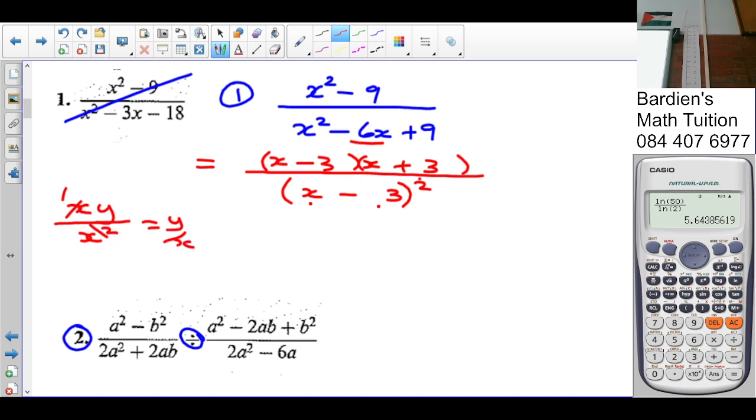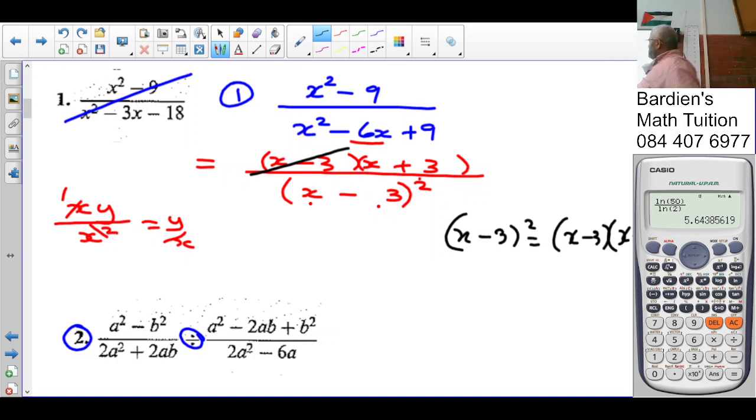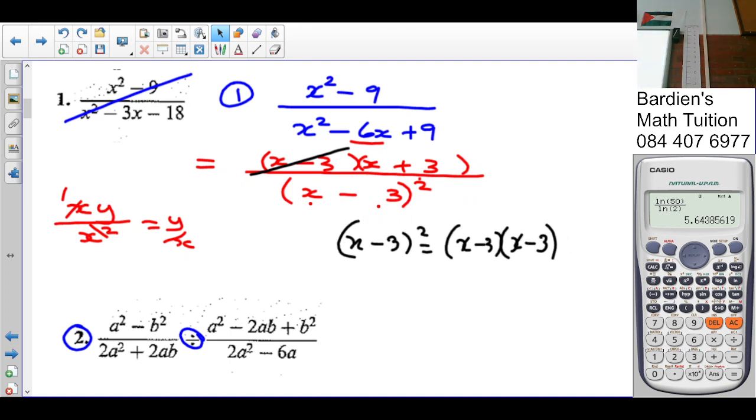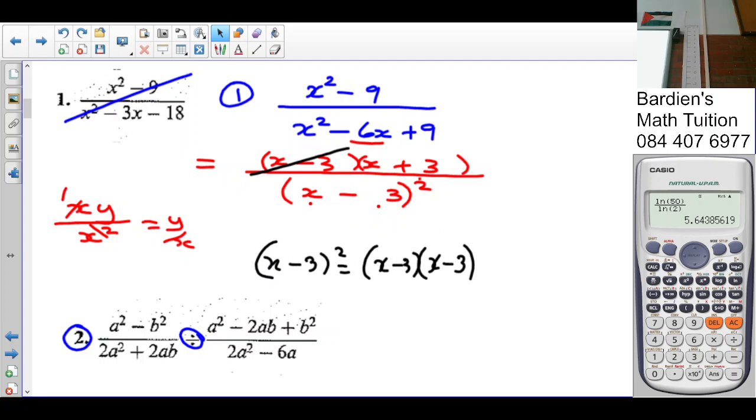Not so? Now if x is replaced with x minus 3, then that x minus 3 cancels with one of these two here. Remember, x minus 3 squared is equal to x minus 3 times x minus 3. Not so? Yes, sir. You see what's behind the calculator? Let's move it along. Can you see that, people? Very, very important.